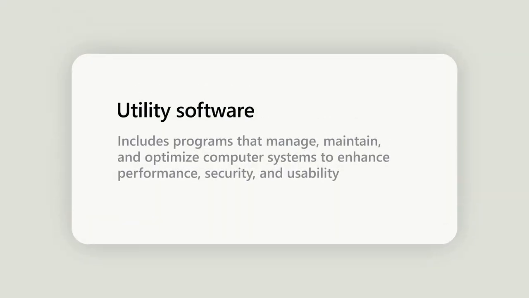An overview of software components would not be complete without a discussion of utility software. Utility software encompasses a variety of programs designed to assist in managing, maintaining, and optimizing computer systems. These tools serve specific functions that enhance the performance, security, and usability of computers.